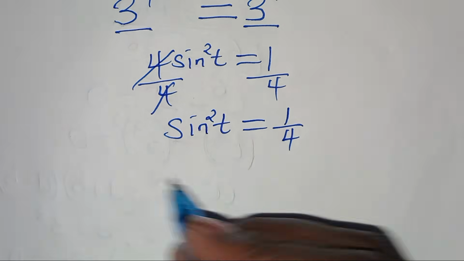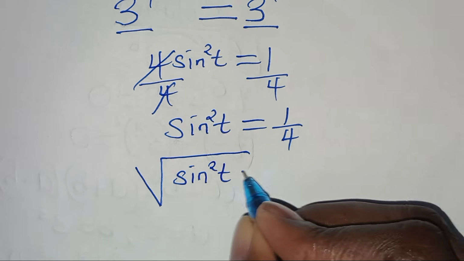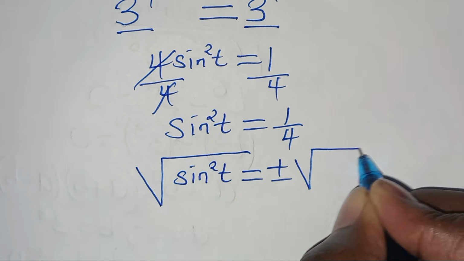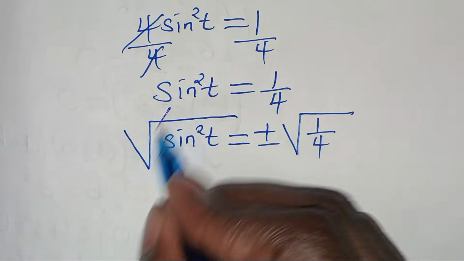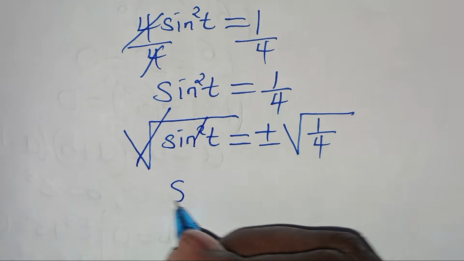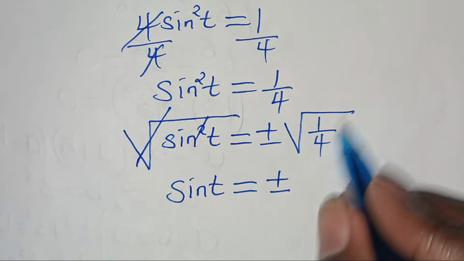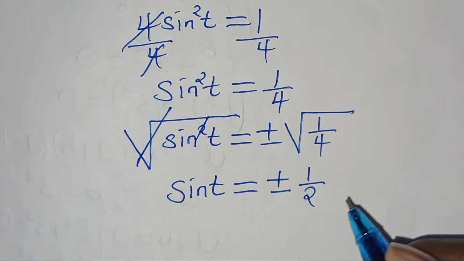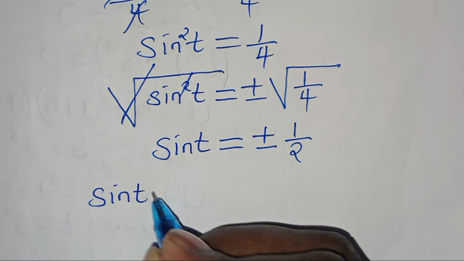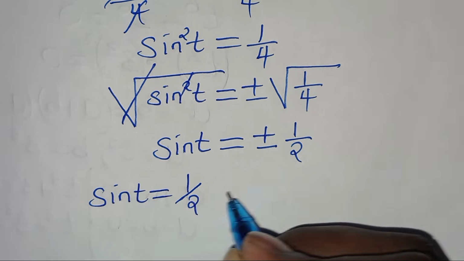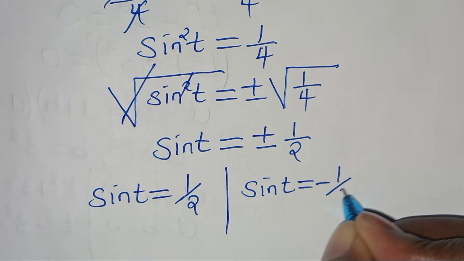Now to solve for sine t, let's introduce a square root on both sides. We have the square root of sine squared t equal to plus or minus the square root of 1 over 4. Let's eliminate the square root sign here, so that we have sine t equal to plus or minus the square root of 1 over 4. This is a half. So we have sine t equal to a half, or sine t equal to negative a half.